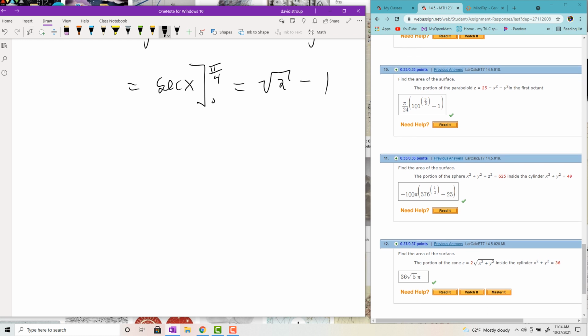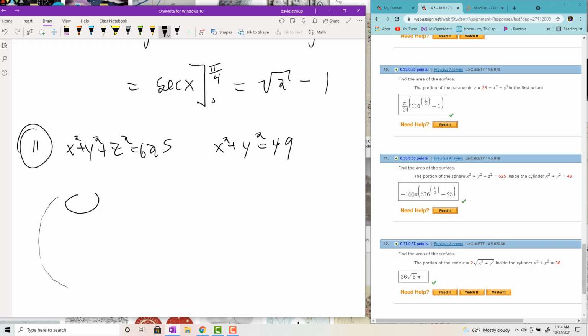Let's try number 11. For some of these, you really have to get the picture. You have x squared plus y squared plus z squared equals 625, and that's a huge sphere. And then x squared plus y squared equals 49 is a cylinder. So basically you have a cylinder going through a sphere.